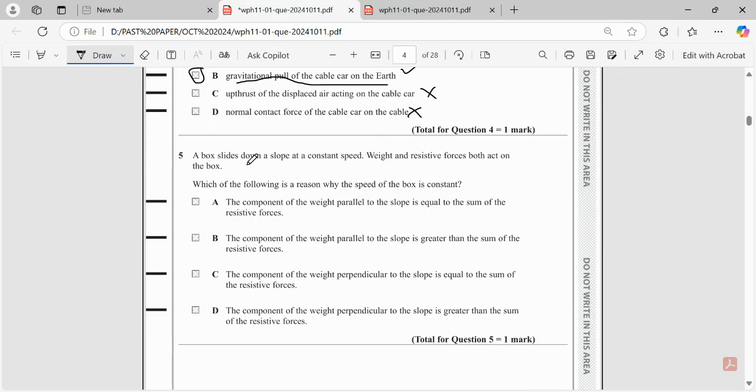Question number 5. A box slides down a slope at a constant speed.